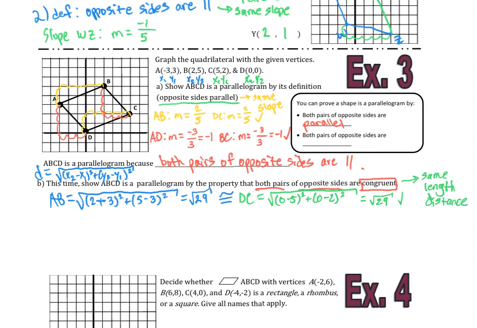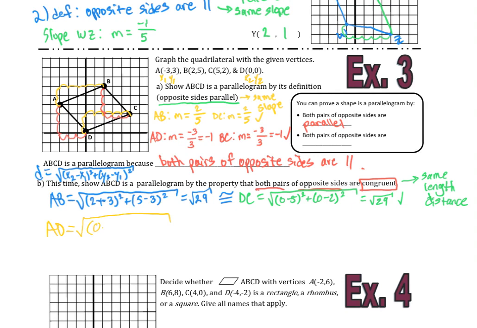But remember, both pairs of opposite sides have to be congruent. So we're not done there. You have to also prove that AD is congruent to BC before you can say it's a parallelogram. So let's check those out. In the meantime, I'm going to erase our x1, y1s up here since we're going to have to redo it. Erase those. And let's try this. AD now. AD is going to equal, up here, I'll do x1, y1 for A, and I'll do x2, y2 for D.